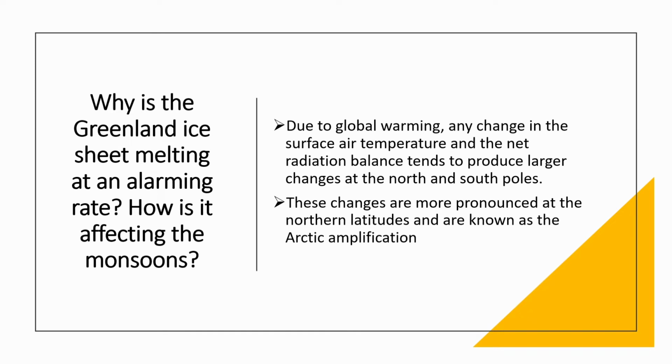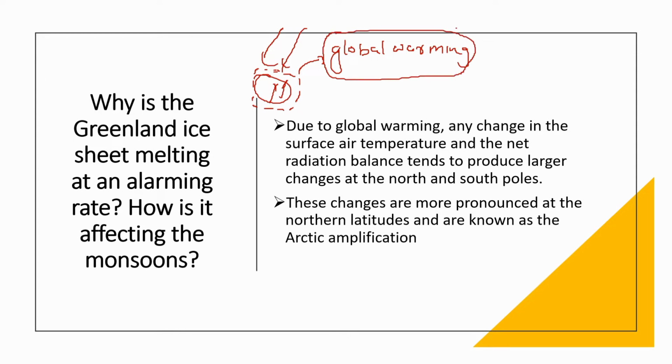You already know that sunrays fall on the Earth's surface and radiate back. This radiating heat is trapped by gases known as greenhouse gases, leading to an increase in temperature. This phenomenon is known as global warming. So as a result of increasing temperature due to global warming, there is a huge rate of thawing of ice sheet or breaking of ice sheet at both north and south pole.